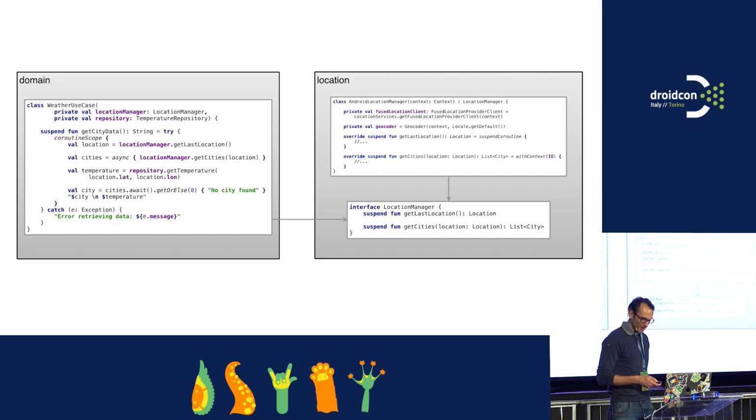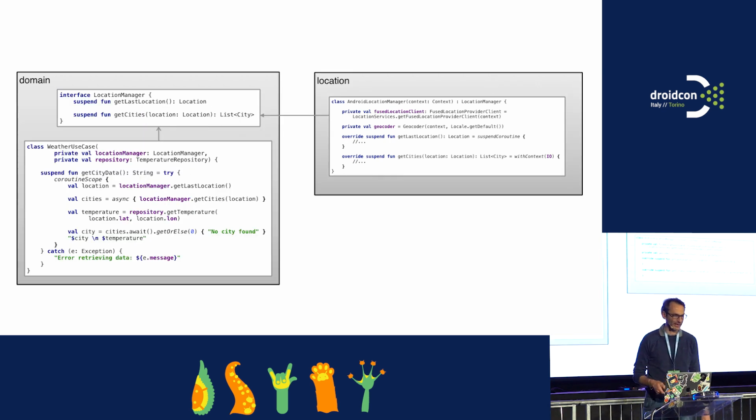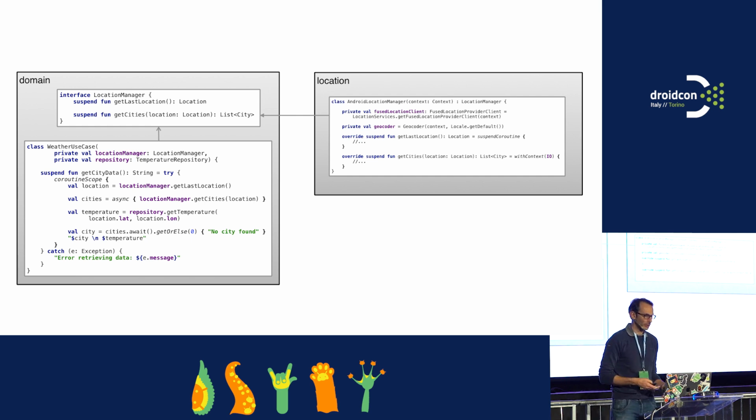The name inversion should suggest that we should invert these dependencies, and we can do it by just moving the location manager interface to the domain module. In this way, we haven't changed anything in the code. We still have two classes and one interface, but we have inverted the dependency between the two modules. So the location module, that is the low-level module, now depends on the high-level module, that is the one with the business case, the business rules, let's say, our use case.